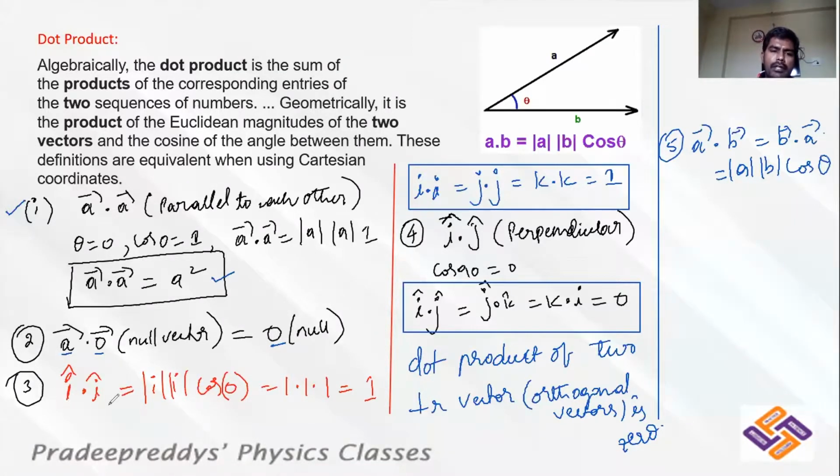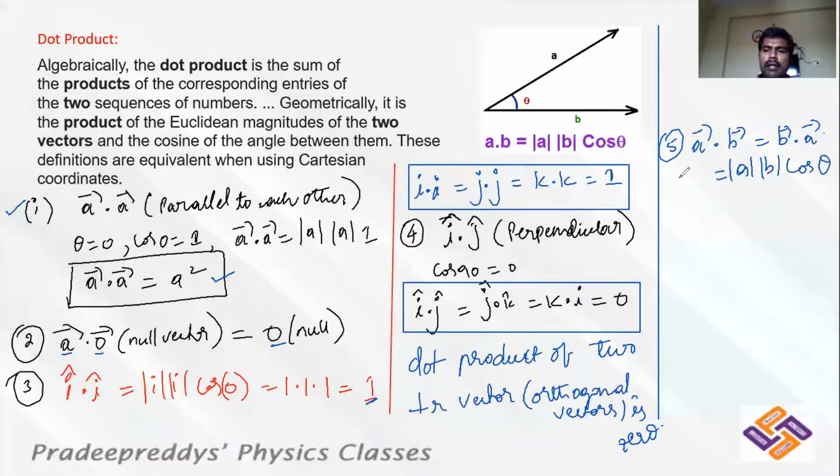Similarly, i dot i: both are parallel to each other, so the angle between them is 0, cos 0 is equal to 1, so i dot i is equal to 1. Likewise, i dot j: both are perpendicular to each other, therefore cos 90 is equal to 0. i dot j, j dot k, k dot i is equal to 0. So two vectors which you are multiplying by dot product, if they are perpendicular, their result is equal to 0.